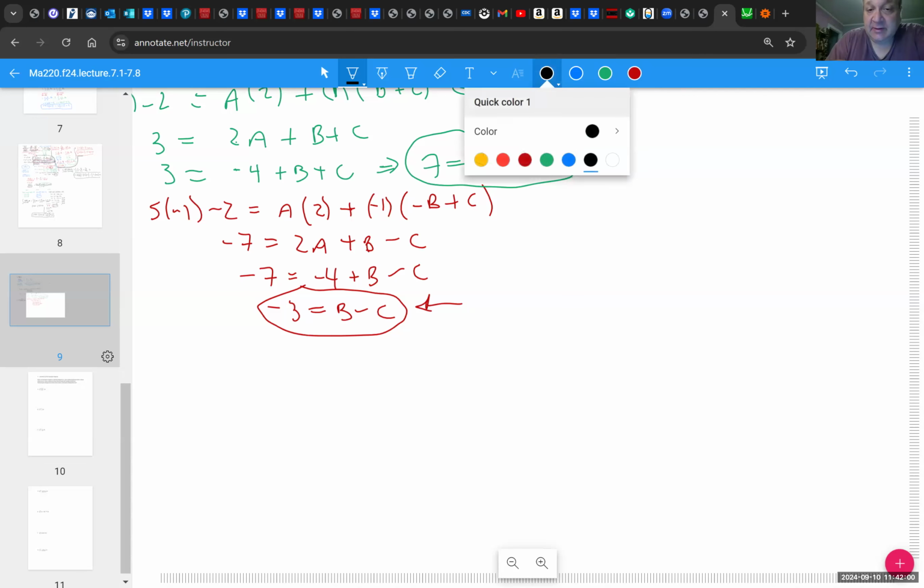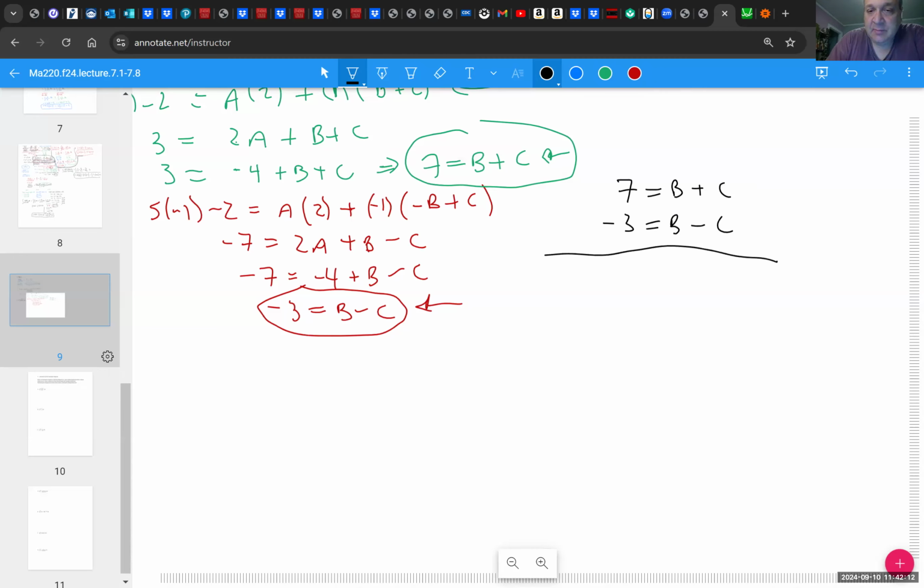But here, I'm just going to show you the adding version because, like I said, it works out really nicely for this problem. I don't usually do the adding, but if we take these two equations and add them together, 7 minus 3 is 4. b plus b is 2b, and c minus c is 0. So immediately I know b is equal to 2. That's how nicely it worked out by adding these together. It won't always happen that way, but this one definitely did.